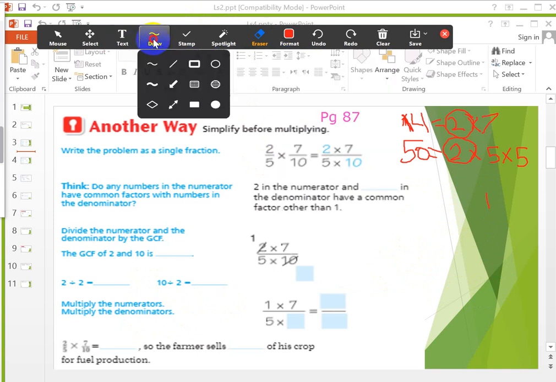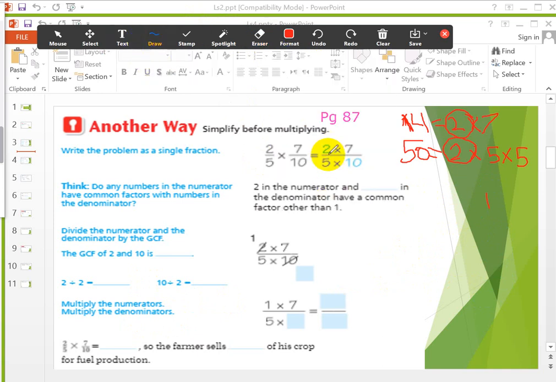So let's multiply 2 by 7 and 5 by 10. Look, the numerator in the first fraction is 2, and the denominator in the second fraction is 10. And they are both able to divide by the same number. What is the greatest common factor for those numbers? Girls, if you have a question, please type it in the chat. Okay, type it, Jenna, please. Okay, type your question.